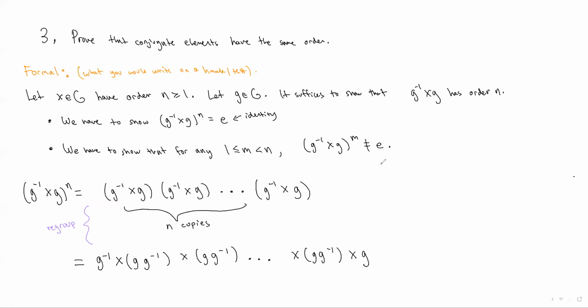This is something that commonly shows up when you're proving anything about conjugation. It's the fact that when multiplying two conjugates, the G inverse and G's will all cancel out. So if I cancel pairs of G inverse, I'll just get G inverse X to the N times G. All these inner pairs of G inverse will cancel out.